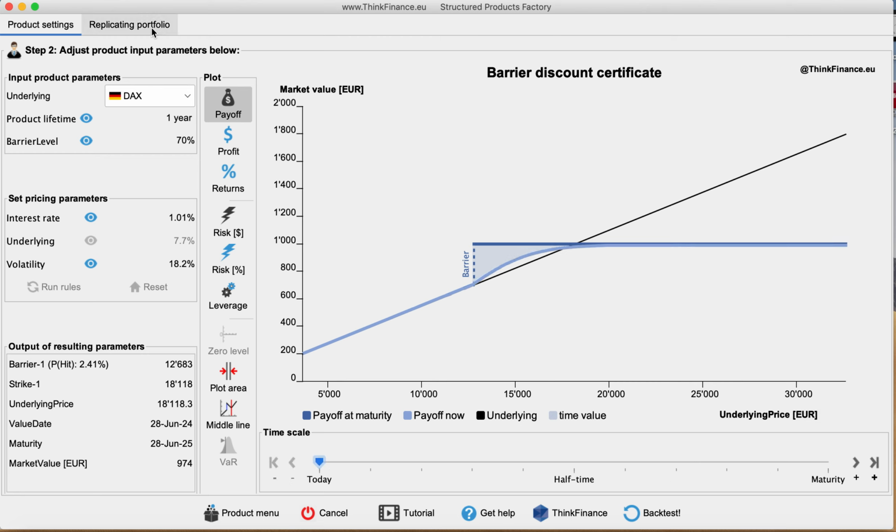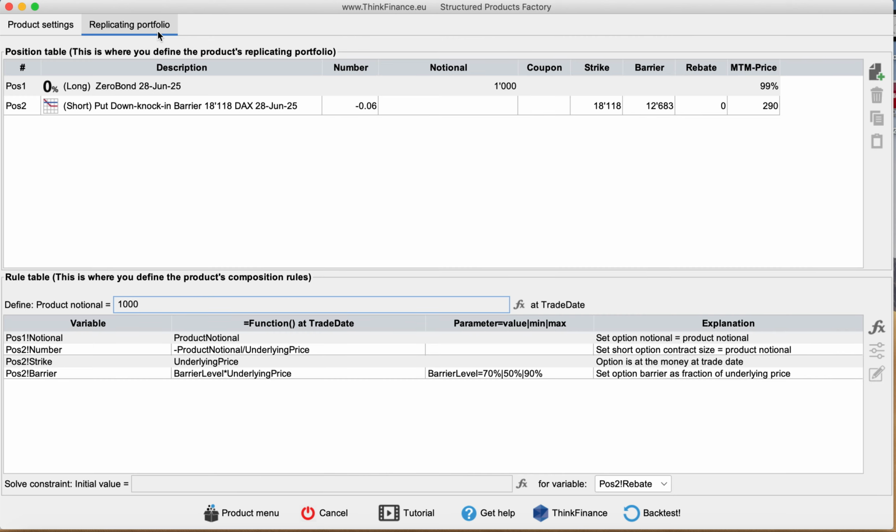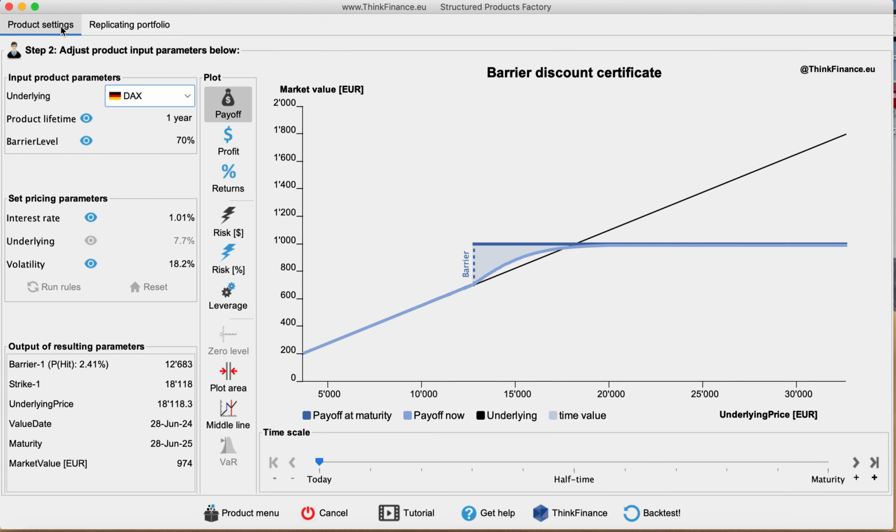Or to be a bit more precise, if we look at the replicating portfolio of this product here, we see this product is replicated by a long zero bond and a short barrier option. And as time elapses towards maturity, the zero bond typically gains in value when interest rates are positive, and the short put option with time elapsing towards maturity is becoming less and less risky. That's why both of these subcomponents typically gain value with time towards maturity.